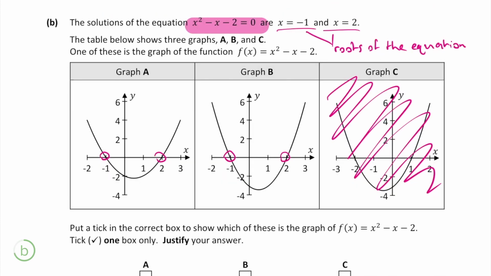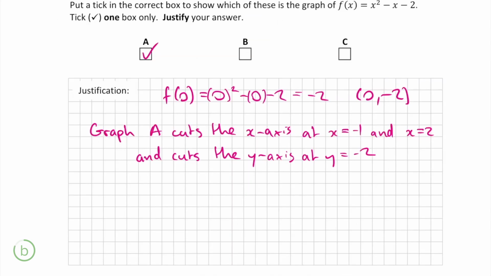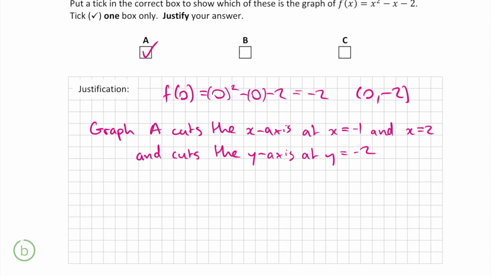Looking back at our graphs, we can see that graph A cuts the y-axis at minus 2, but graph B doesn't. So graph A must be the graph of our function. For our justification, we can say that graph A cuts the x-axis at x equals minus 1 and x equals 2, and it cuts the y-axis at y equals minus 2. And that's the end of our question.